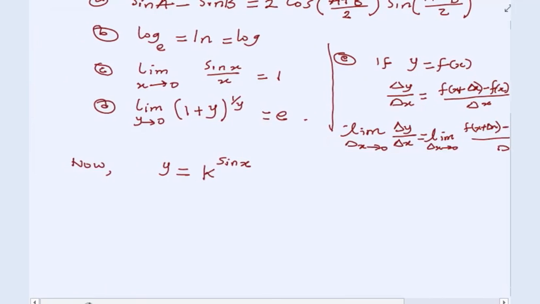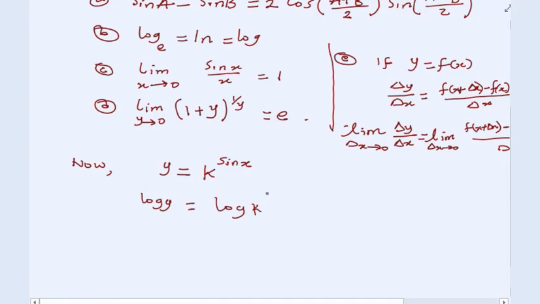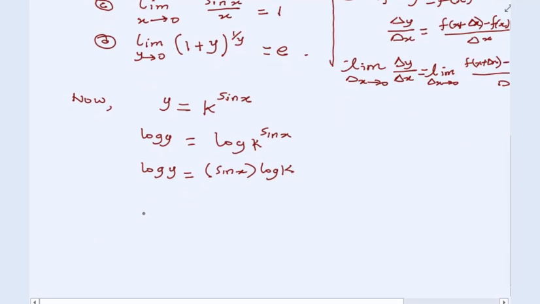Let's come back and solve the main question. I have y equal k raised to power sine x. I'll take the log of both sides. I will have log y, and don't forget, I'm going to be using first principle, is equal to log of k raised to the power of sine x. From the law of logarithm, this is log y equal to sine x, we can bring it to the front of log k. I will have sine x times log k. This is from the law of logarithm, that is from the elementary.